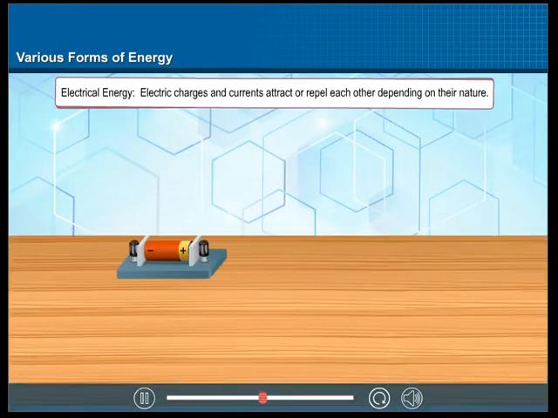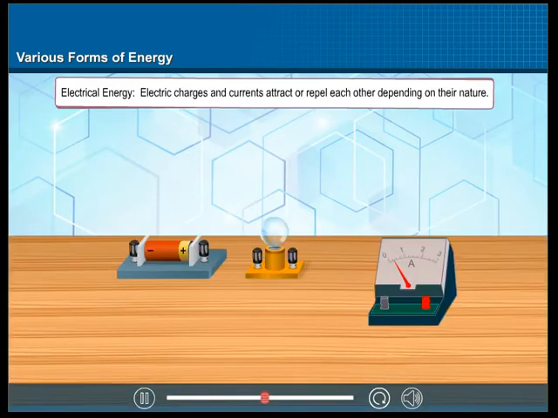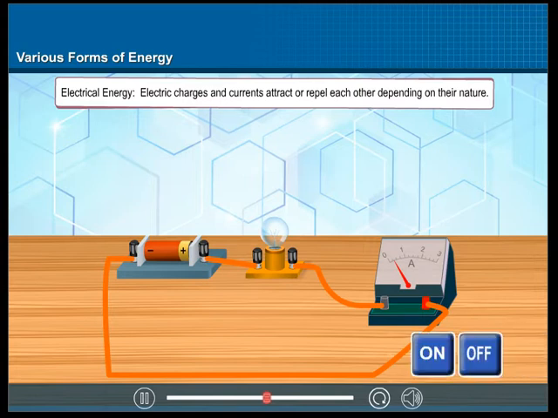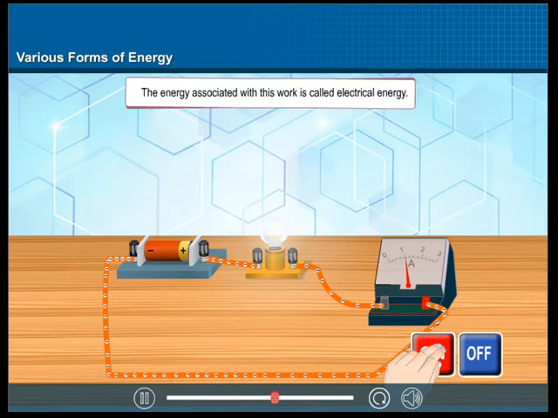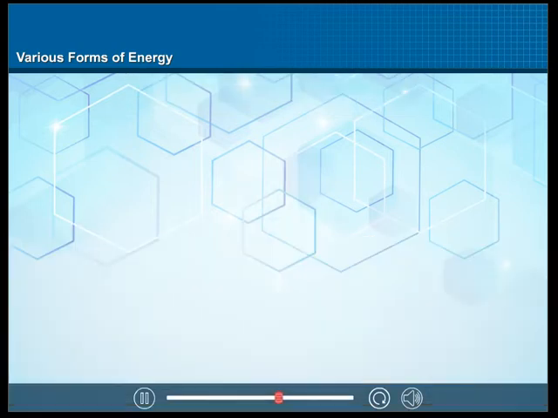Electrical energy. Electric charges and currents attract or repel each other depending on their nature. Thus, work needs to be done in general to move them with respect to one another. The energy associated with this work is called electrical energy.